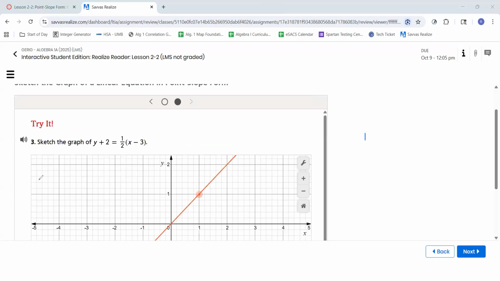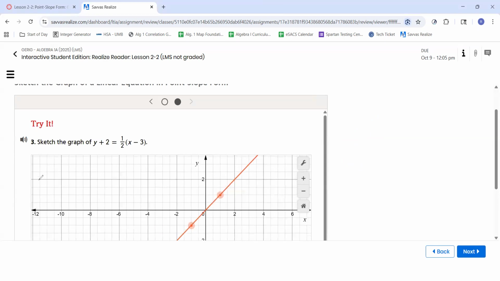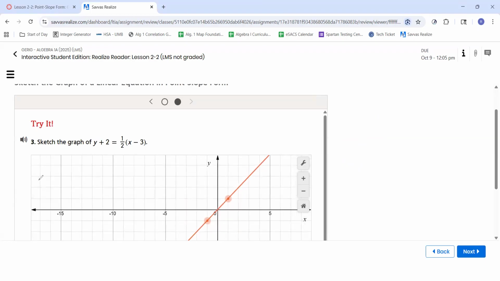Okay. If you want to pause it and try it, you can. What I'm going to do is make this so that it's by ones here. Identify the point that it goes through. Hopefully you see that it is 3, -2. So that's the point right here, 3, -2.